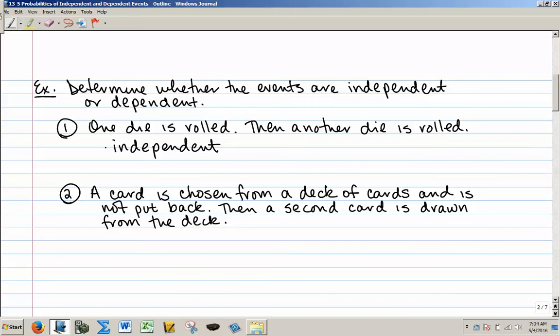So those are independent. Example number two, a card is chosen from a deck of cards and is not put back. Then a second card is drawn from the deck. The second event here is dependent on the first event, because once you draw a card from a deck of cards and you don't put it back, you've changed the total number of cards left in the deck. So drawing the second card depends on what happened with drawing the first card.